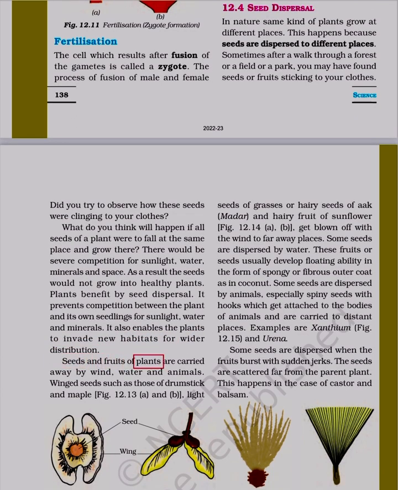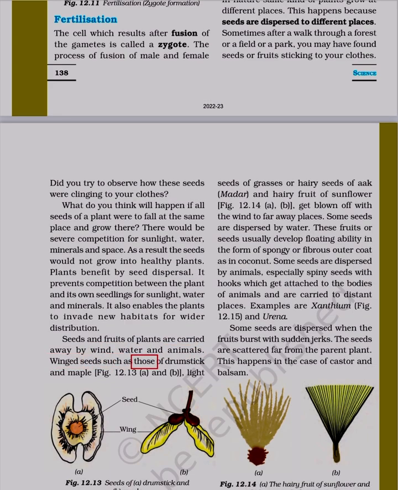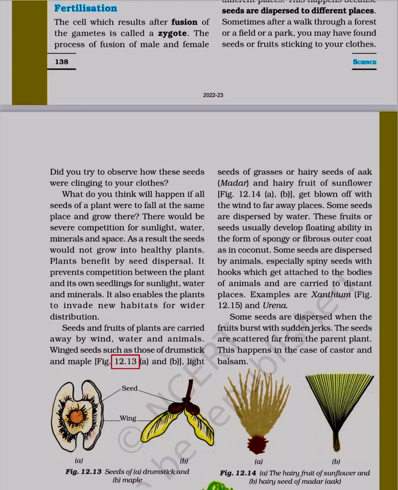Seeds and fruits of plants are carried away by wind, water and animals. Winged seeds such as those of drumstick and maple, Figure 12.13 A and B, are light. Seeds of grasses or hairy seeds of aak, madder and hairy fruit of sunflower, Figure 12.14, get blown off with the wind to far away places. Some seeds are dispersed by water.